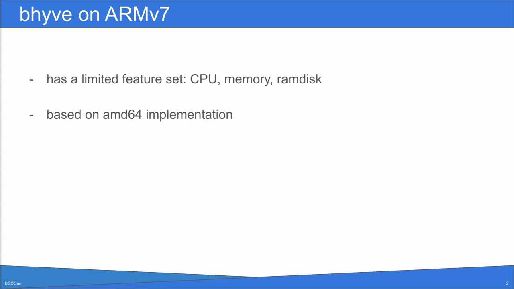The ARMv7 implementation was based on the AMD64 implementation, which was forked back in 2015 to re-implement some of the features. That is, it implements the core bhyve run functionality together with memory mappings and the transfer of control between the hypervisor and the host or guest kernels.